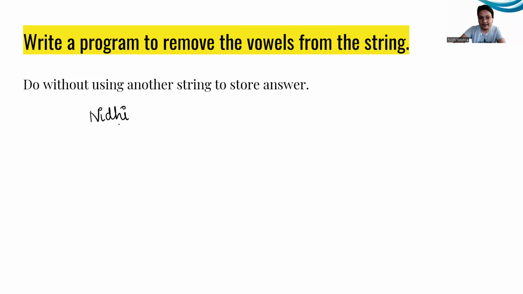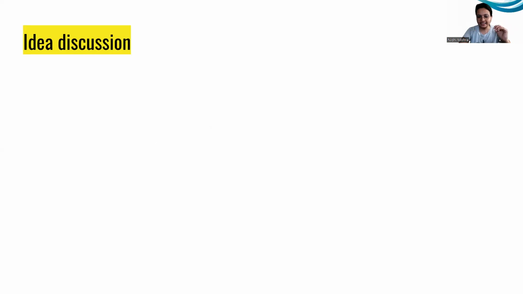And from this, I want to remove the vowels. I is a vowel, remove it. H is not a vowel, take it. I is a vowel, remove it. So this is to be done without using another string to store the answer, meaning I have to modify this input string only. Correct? Yes. Let's see. So this is an idea discussion.